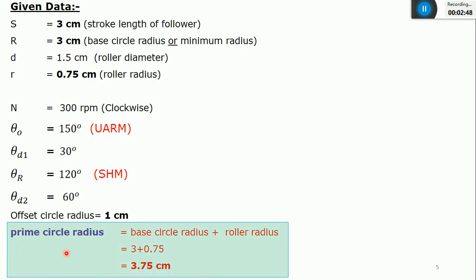And one more important parameter for this kind of roller type of follower is the prime circle radius. This will be helpful while drawing the cam profile, both for a radial follower as well as an offset follower. So this prime circle radius is nothing but the summation of the base circle radius, that is 3 centimeters, and the roller radius, that is 0.75. So it becomes 3.75 centimeters. Just make a note of this prime circle radius. With respect to this circle as a reference only, I'm going to draw the cam profile.